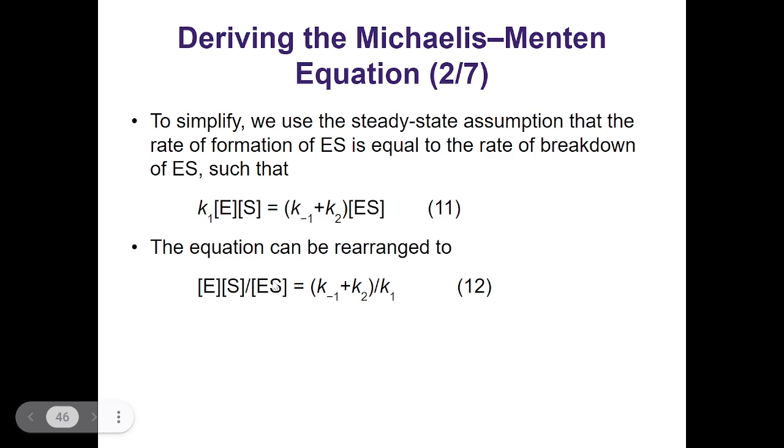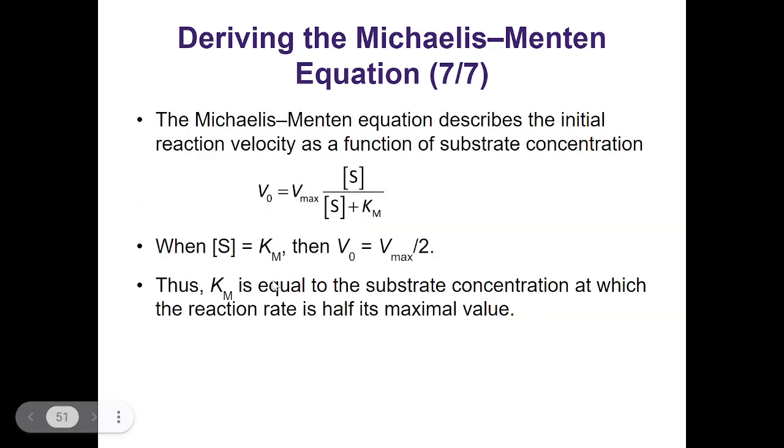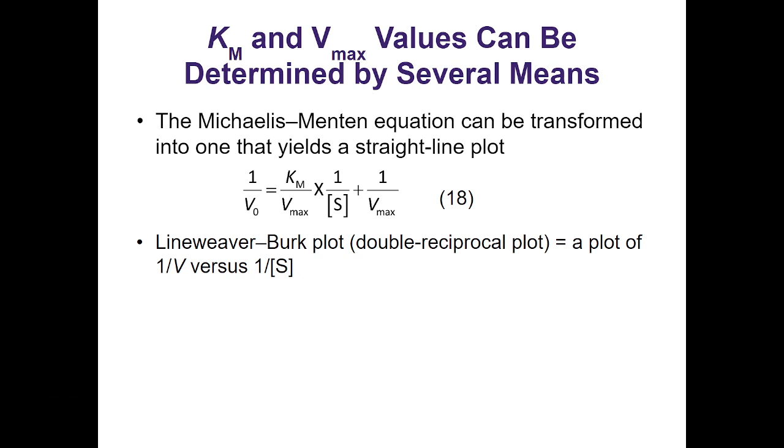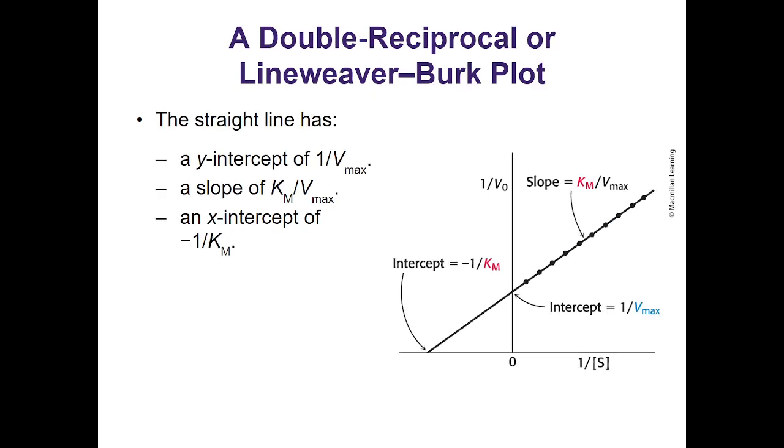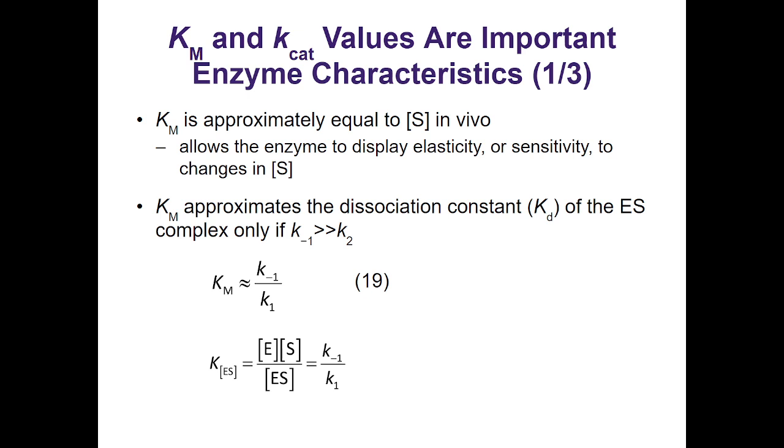So that's down here. I know, because of how we first start with the model, the two equilibria together really kind of trick students. Very, very tricky at first. So Km is approximately equal to S in vivo. This allows the enzyme to display elasticity or sensitivity to changes in your substrate concentration. Essentially, we're typically in an equilibrium-like state. We would then be in the normal sort of buffer regions.